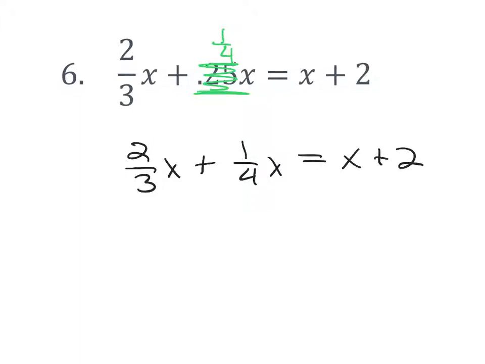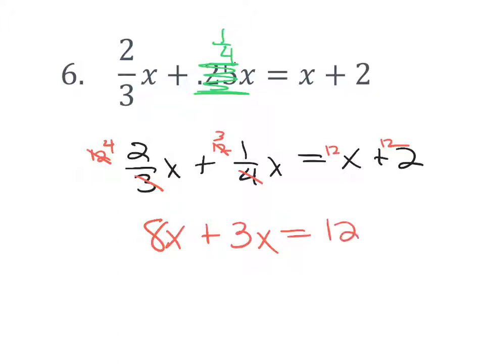Now, I could work with all these fractions, find a common denominator, add them, but what I'm going to do is clear the denominator again. So again, my common denominator between 3 and 4 is 12. So I'm going to multiply everything by 12. So this simplifies, and this becomes 4 times 2, and this is 8x. This simplifies, and it becomes a 3, and that's a 3x. Over here, nothing to simplify, so this becomes 12x plus 24, because I'm multiplying these things.